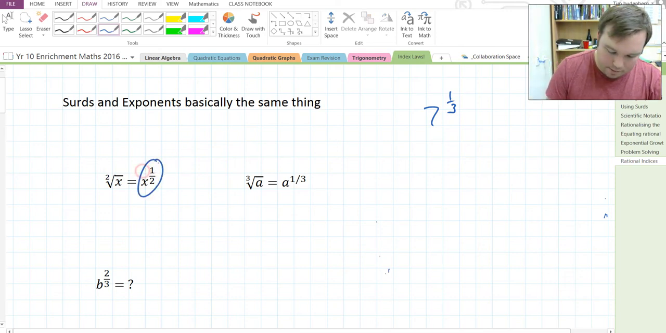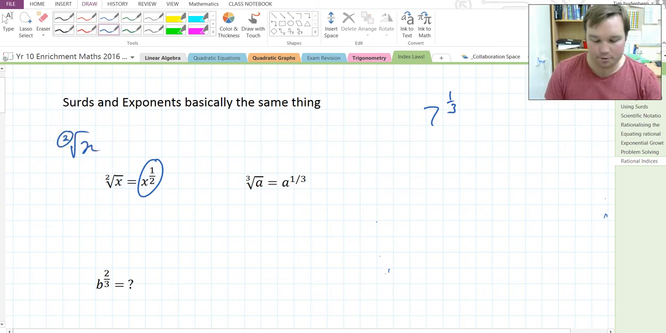For example, x to the power of a half is the same as the square root of x. Now normally we wouldn't even write the 2 in there, we would just write that as root x. But given a blank out here, we know it's the square root. Similarly, a to the third is the cube root of a.